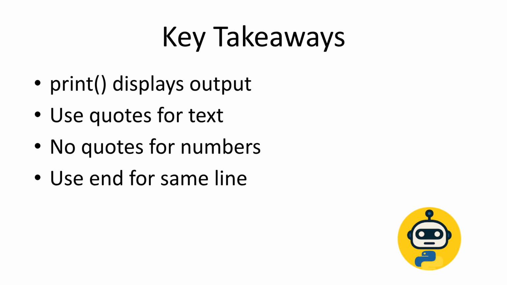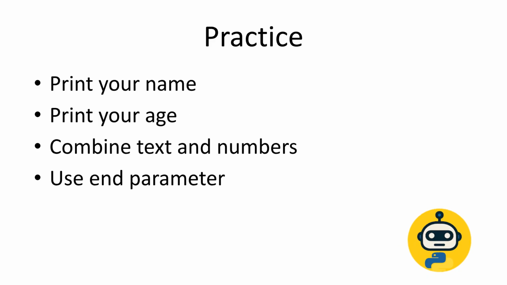Here are the key takeaways from this video. Print displays output. Use quotes for text, no quotes for numbers, and use end to keep output on the same line. Now it's time to practice. Try printing your name and age, combining text and numbers, and using the end parameter to control spacing.